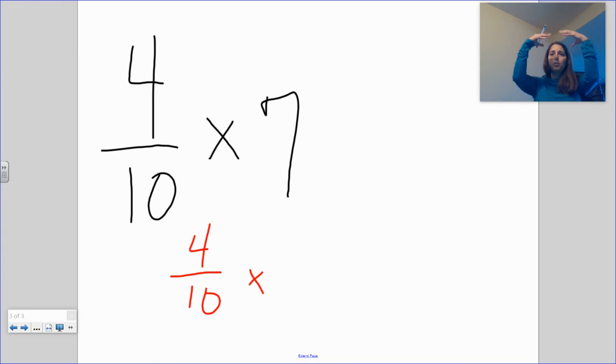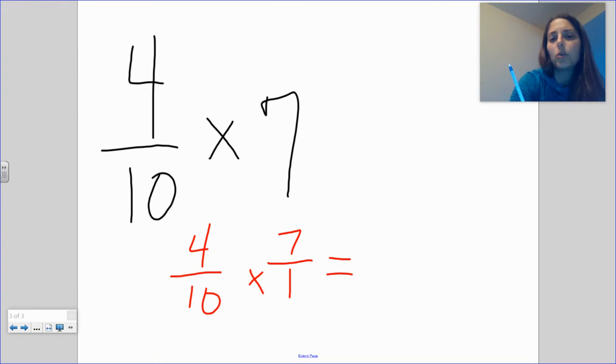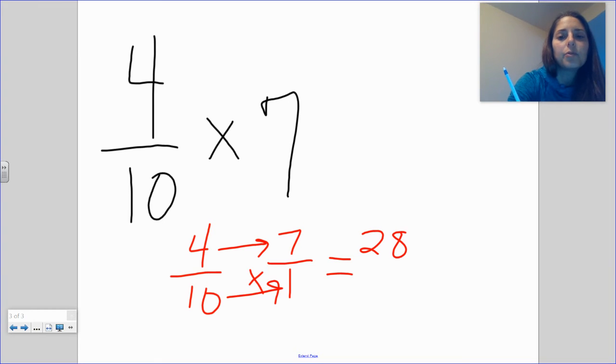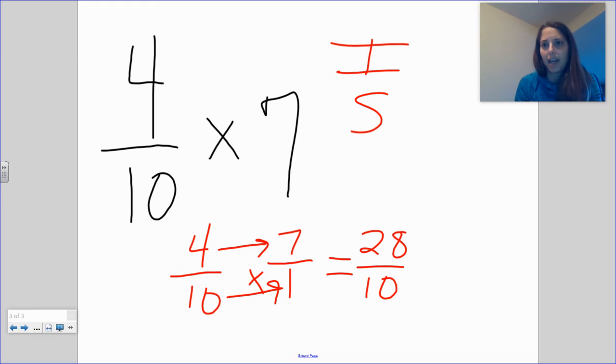Remember that 7 floats up as the numerator because 7 divided by 1 still means 7. So now I'm going to go ahead and multiply my numerators. 4 times 7 is 28. 10 times 1 is 10. So 28/10 is an answer. But I'm always going to ask myself, is this the best answer I can give?